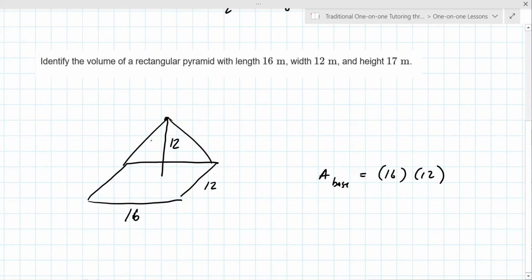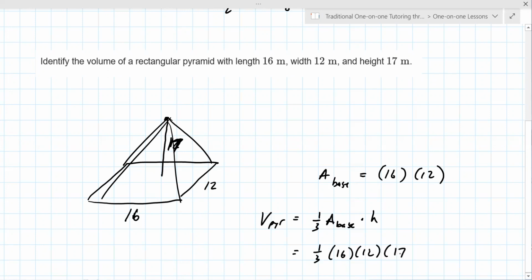The height goes to all the corners there, right? I thought the height was 17. Sorry, 17. Okay. So the volume of a pyramid is 1/3 the area of the base times the height. So in your problem, it's 1/3 times 16 times 12, and the height is 17. So grab your calculator, give that a try, please.